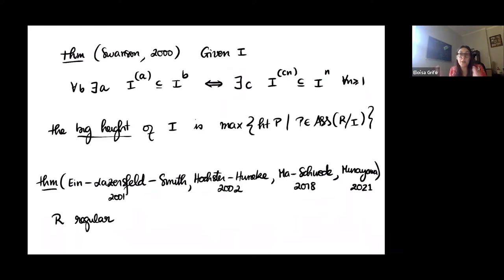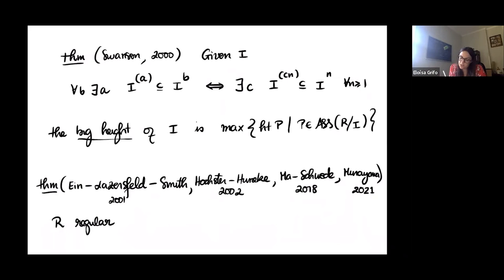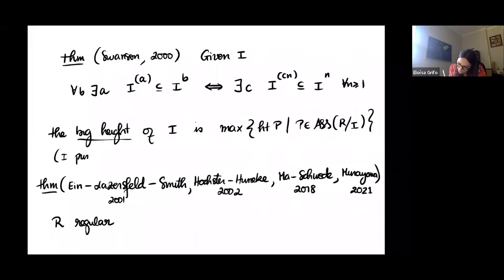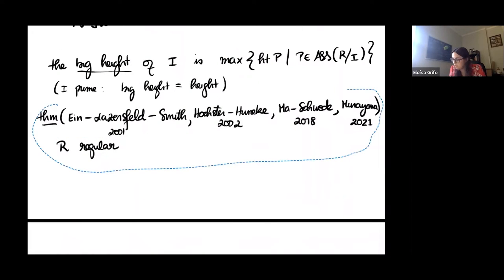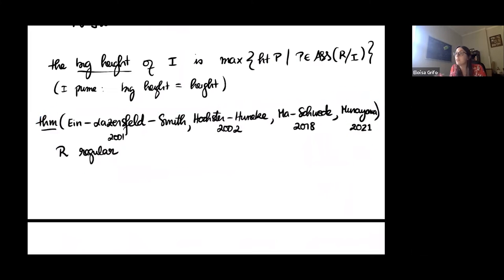So in particular for a prime ideal, right? So if I is prime, notice that the big height is just the height. But the theorem we're about to write is a theorem that really requires this big height invariant. We can't replace it by the height. And what is the statement? Well, let me say that I is radical of big height H.